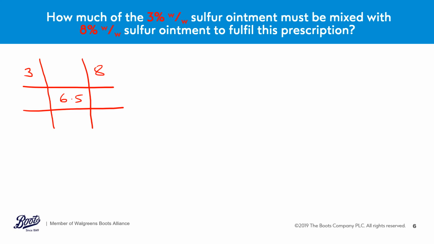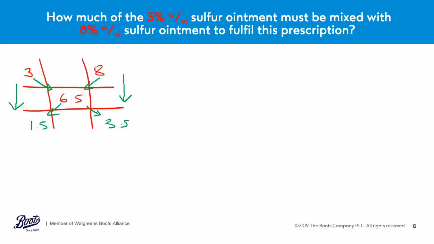Working diagonally from each top corner to the opposite bottom corner, calculate the difference between the two numbers and enter that number in the bottom corner. So we have 1.5 in one corner and 3.5 in another corner. Now you'll have to work vertically. So 1.5 represents the parts of 3% ointment required, and the 3.5 represents the parts of 8% ointment that's needed.